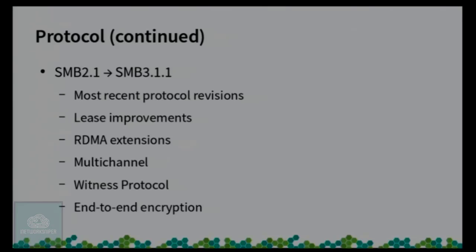Also, more recently, in that it's still evolving over time, there have been some impressive new features added with SMB 3.1.1. We now have SMB Direct, which is sort of RDMA extensions for SMB. Multi-channel, so something close to MPIO with other protocols, with iSCSI or whatever. Witness protocol, which allows a client to monitor and receive notifications on the state of a scale-out clustered SMB server. Also, extensions for encryption.